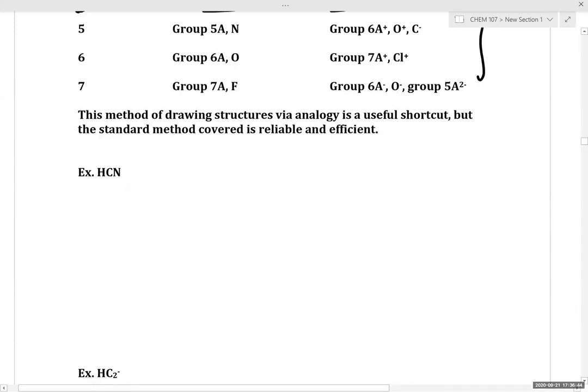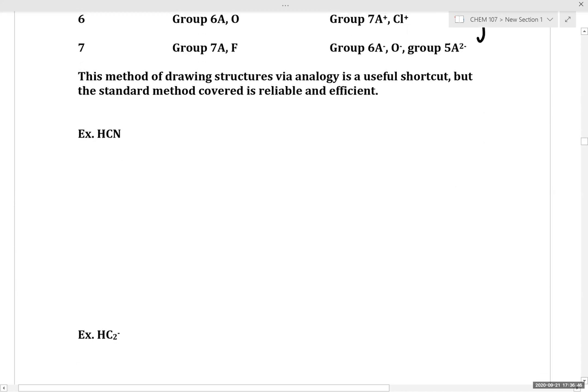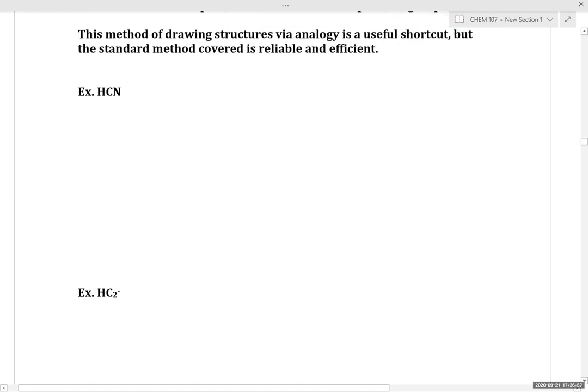Note, you don't have to draw structures by analogy. You can certainly go about drawing the structures from scratch and you'd get the same results. So I'm going to do the first example for this pair, and I'd like you to tackle the second example, because you can either apply the method of drawing the structure from scratch, or you can try drawing the second structure via analogy.